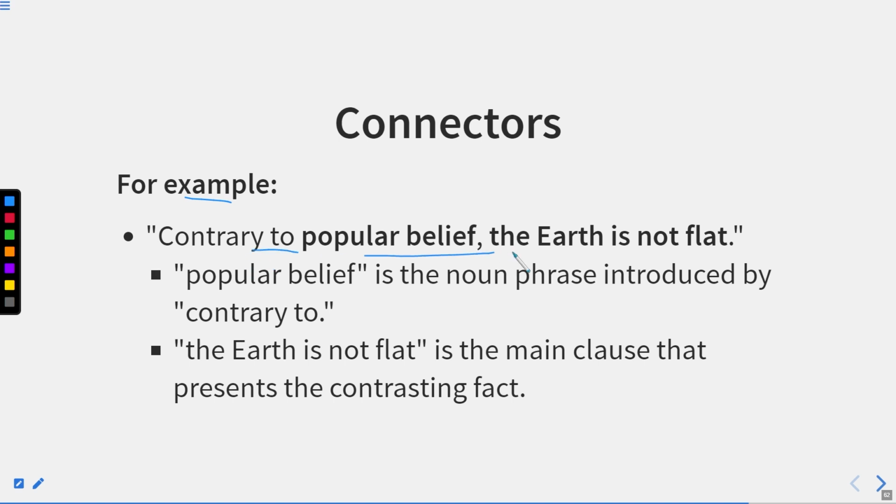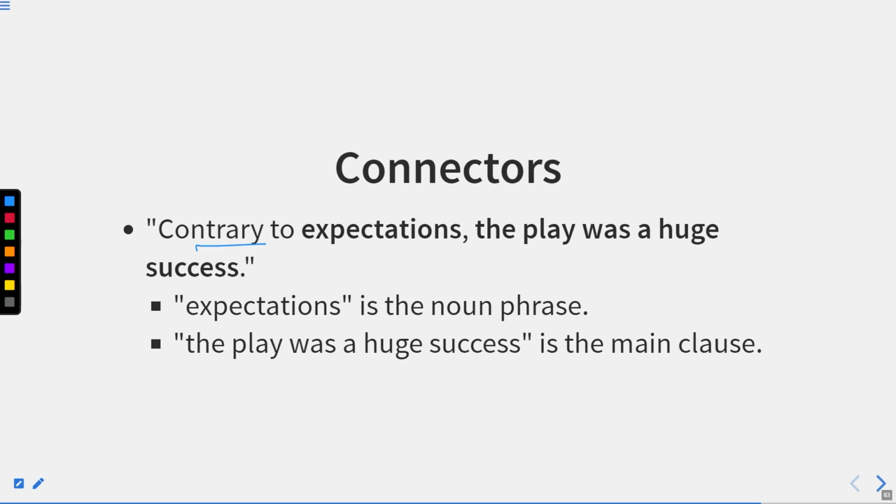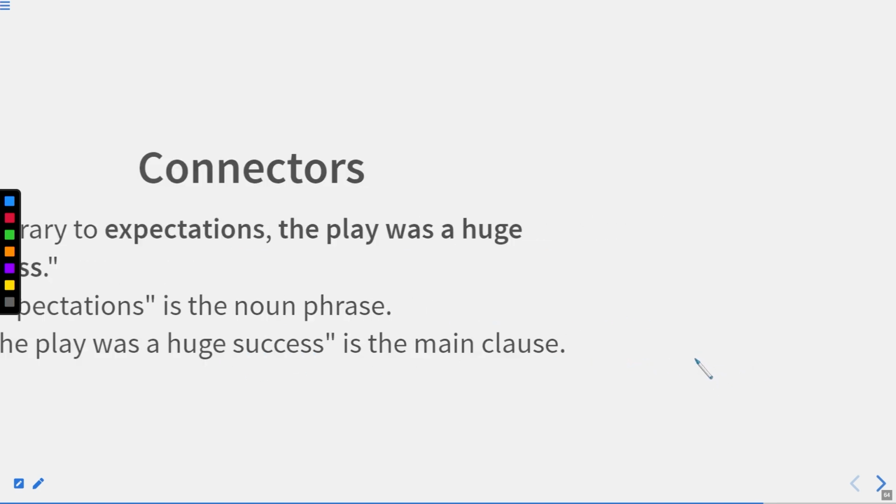For example, contrary to popular belief, the earth is not flat. It means earlier it was believed that the earth is flat, but contrary to that popular belief, if we go opposite to that popular belief, the earth is not flat. Popular belief is the noun phrase introduced by contrary to. The earth is not flat is the main clause that presents the contrasting fact. Contrary to expectations, the play was a huge success. Expectations is the noun phrase and the play was a huge success is the main clause.